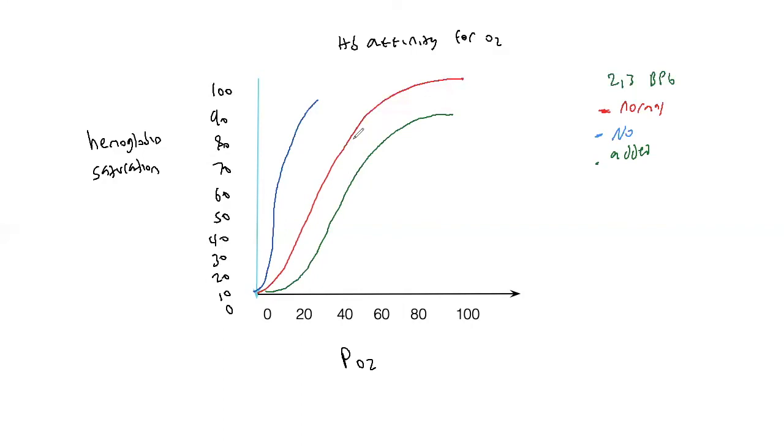So keep in mind that when I say the curve shifts to the right, that means oxygen is more likely to disassociate from hemoglobin and go toward the cells. When I say the curve shifts to the left, of course, the red line is always our baseline. When the curve shifts to the left, that means that oxygen is more likely to stay bound to hemoglobin and not go to the cells.